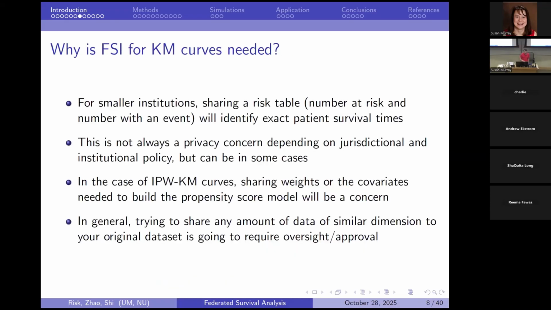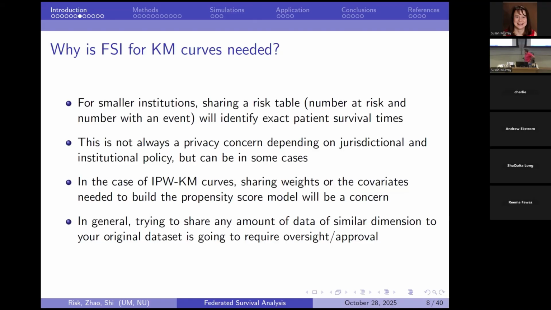And if you share a detailed enough risk table to actually be able to construct that curve, at least for smaller institutions that are involved in your study, that risk table is always going to identify exact patient survival times. And that's often not something that people are willing to share. This is not always a privacy concern. There's some cases in which that might not be considered identifying data for patients. But in many cases, jurisdictional and institutional policy is going to prohibit sharing this.